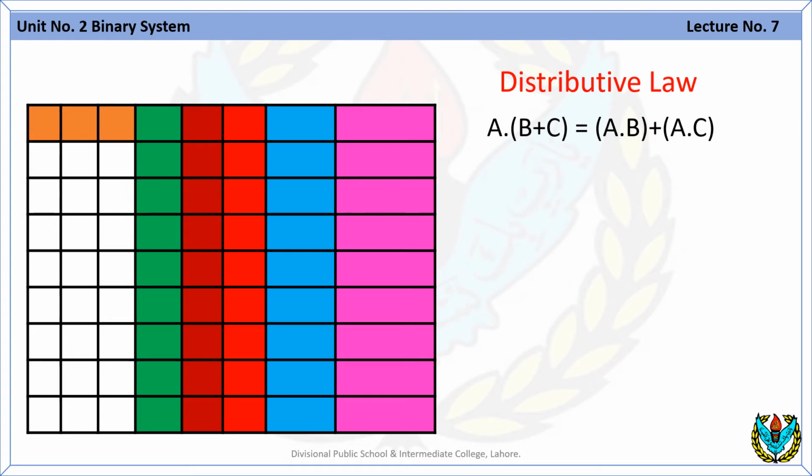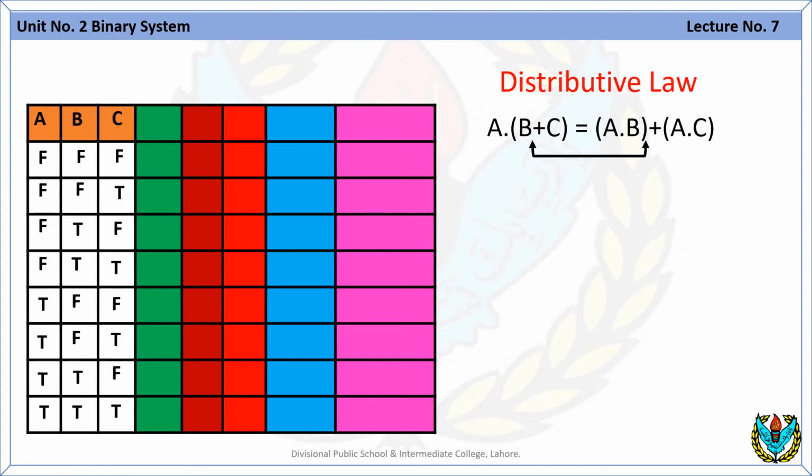Distributive law. Students, in this law, firstly the bracket will be solved with the same rule of AND and OR operators. For example, B or C: a single true statement will produce a true output, otherwise false. In the next column, A and B: all statements should be true, so the output will be true, otherwise false. The same rule applies to the A and C column.